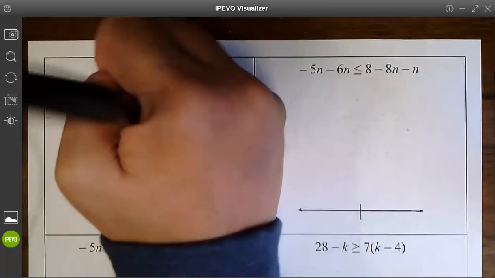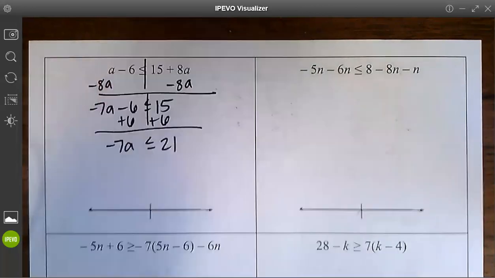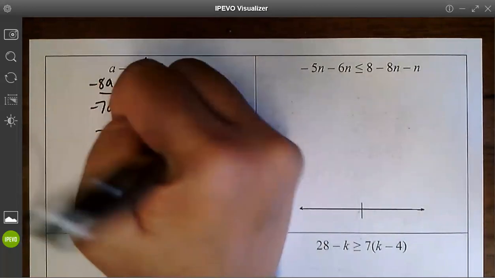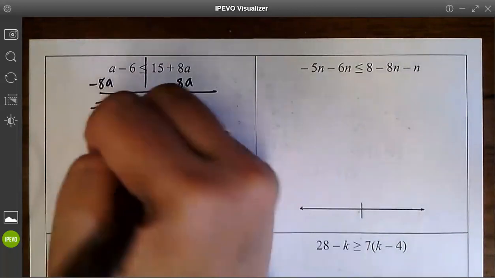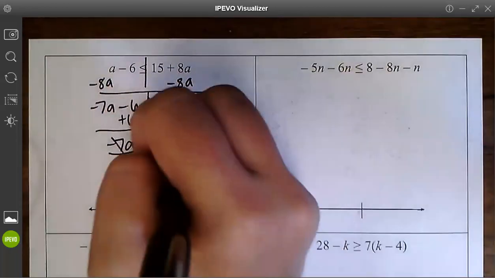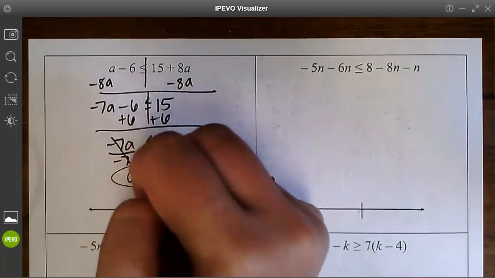Add 6 to both sides. Negative 7a is less than or equal to 21. Divide both sides by negative 7. I divided by a negative, so I'm flipping my inequality. So I have a is greater than or equal to negative 3. Greater than or equal to is a filled-in circle and shade to the right.